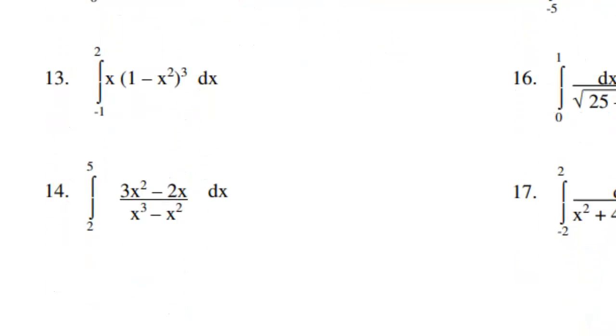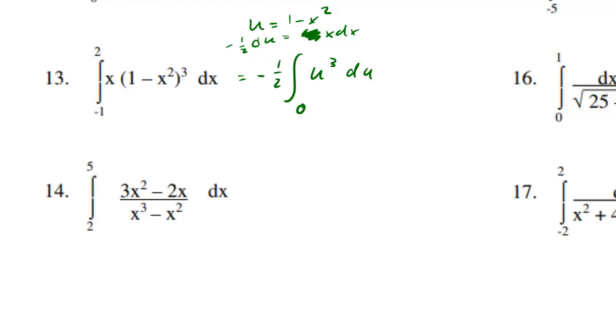For number 13, I can either multiply it out or I could say let u be 1 minus x squared. Du then would be negative 2x dx. So the negative 2, I'm just going to divide that. So it would be negative 1/2 the integral of u cubed du. And I'm going to change these bounds. If x is negative 1, 1 minus negative 1 squared is 0. And if x is 2, 1 minus 2 squared is negative 3.